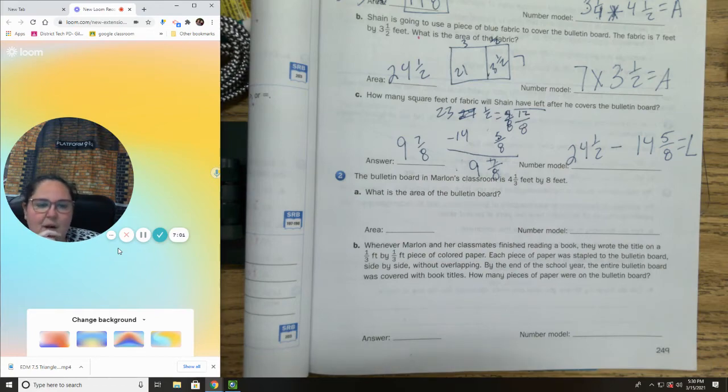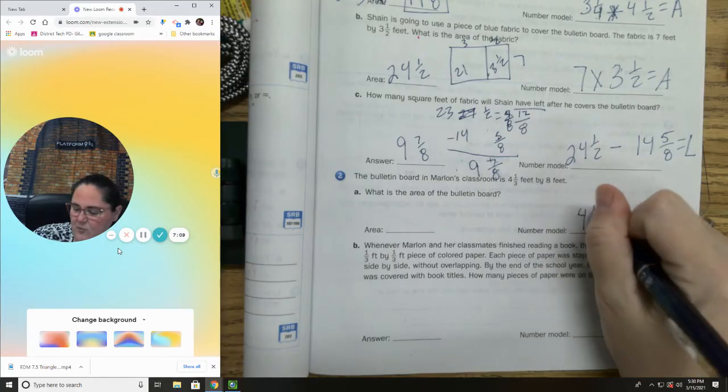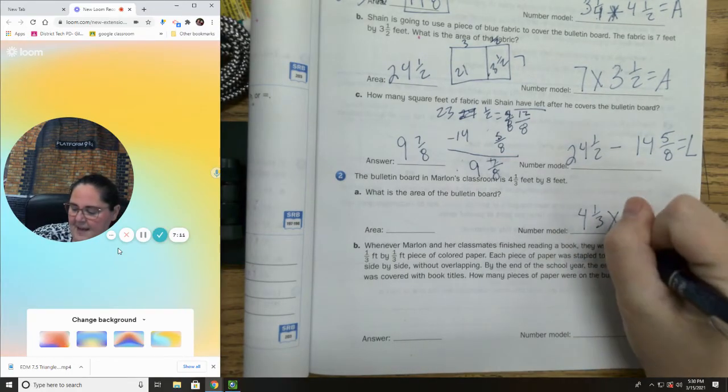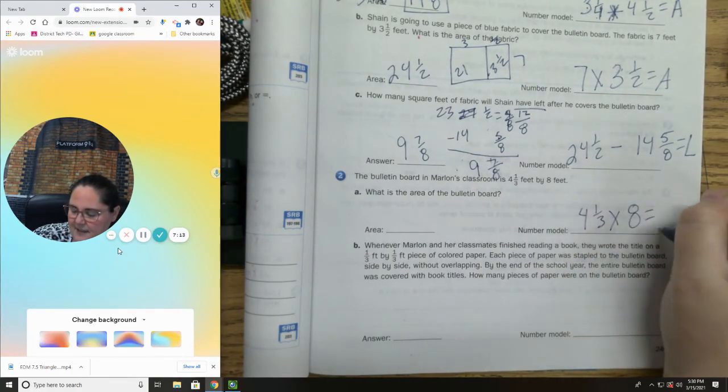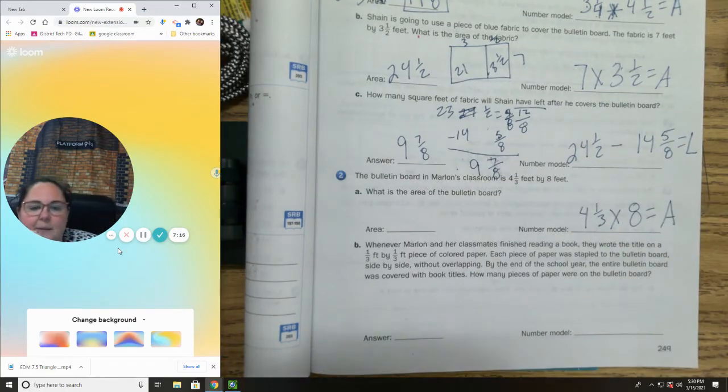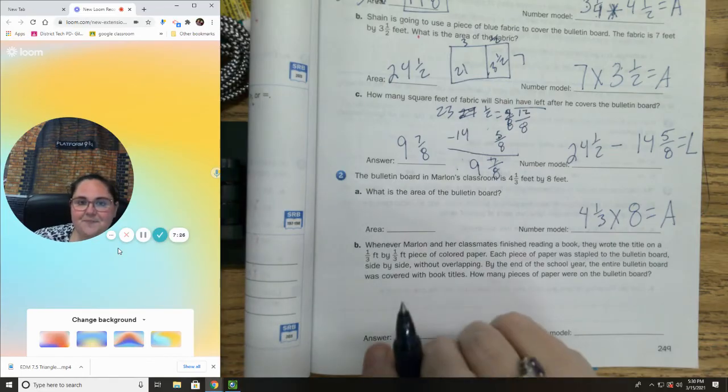The bulletin board in Marlon's classroom is 4 1/3 by 8 feet. What is the area of the bulletin board? Okay, 4 1/3 by 8 feet equals area. That's my number model. Do the math. Go ahead, pause the video, and figure out your answer. You can do it any way you choose, area model or traditional.